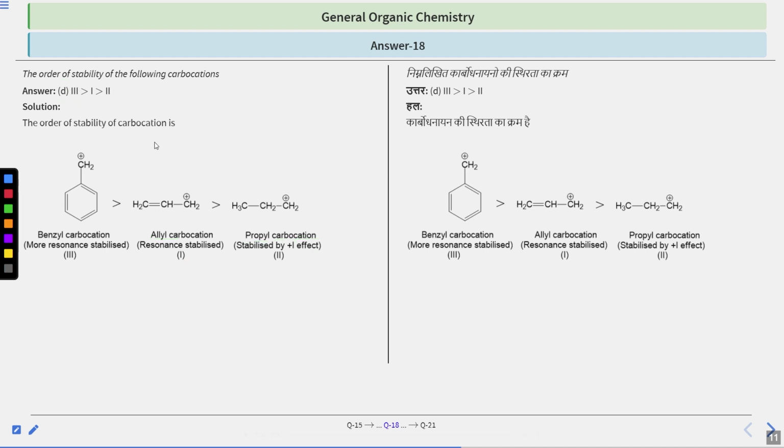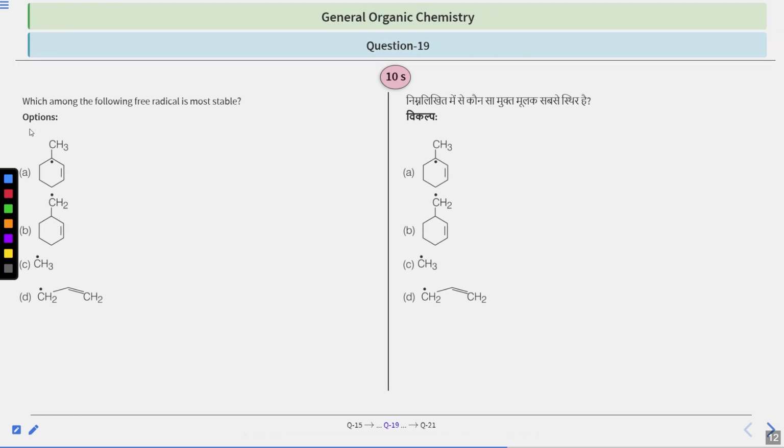Okay. Now let's move on to the next question. Question number 19. Which among the following free radicals is most stable? So we have given some options A, B, C, and D, and we have asked which free radical is most stable. You can see A is this methyl cyclohexene as a free radical, and then this second one as a free radical, this methyl group as a free radical, and this is an allyl group as a free radical. So you have to tell which is the most stable free radical. Analyze it for 10 seconds. After that, we will see the answer.